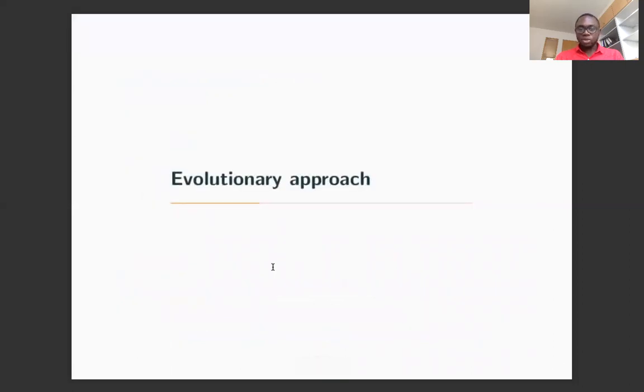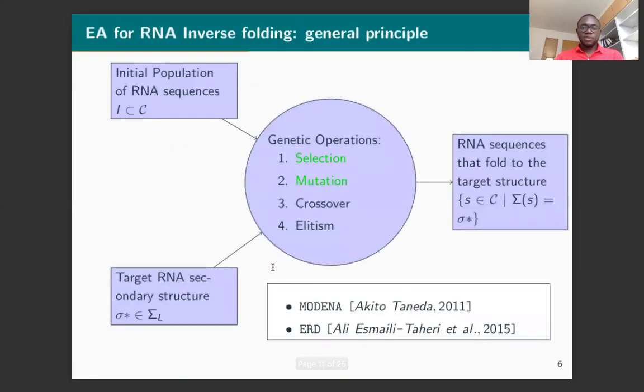So how does an evolutionary approach apply to the inverse folding problem? Here is the general principle. For a given target structure, we start by initializing a population of RNA sequences compatible with that target structure. And then we perform genetic operations on that population until a subset of sequences are found to fall into that target structure. In this work, we will be focusing our evolutionary algorithm more on selection and mutation genetic operations.